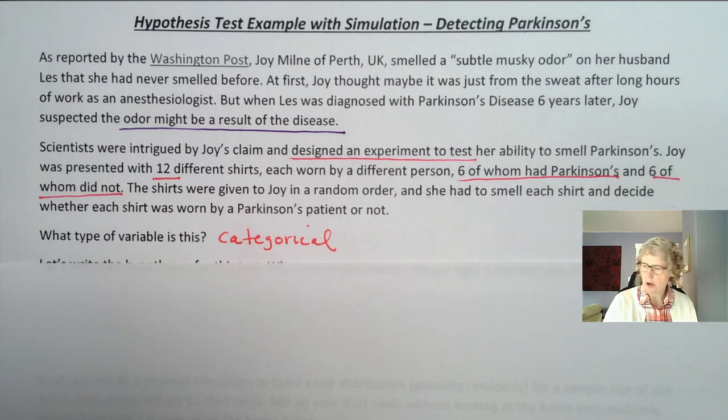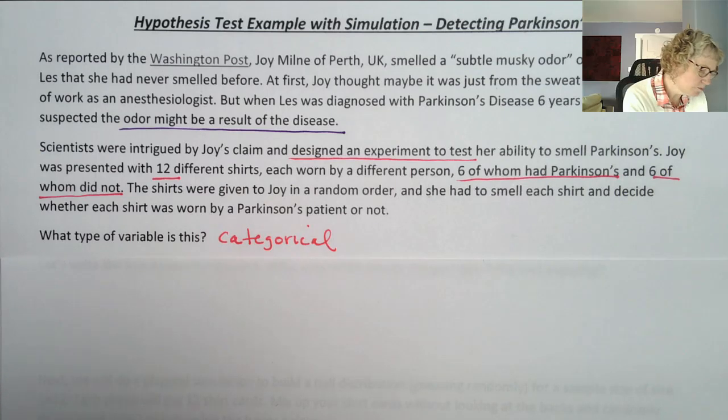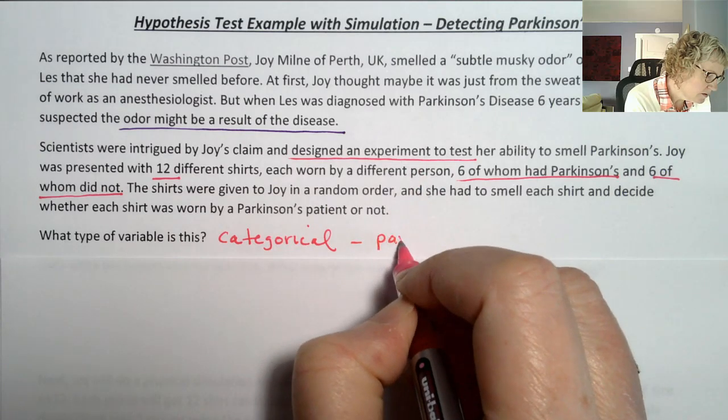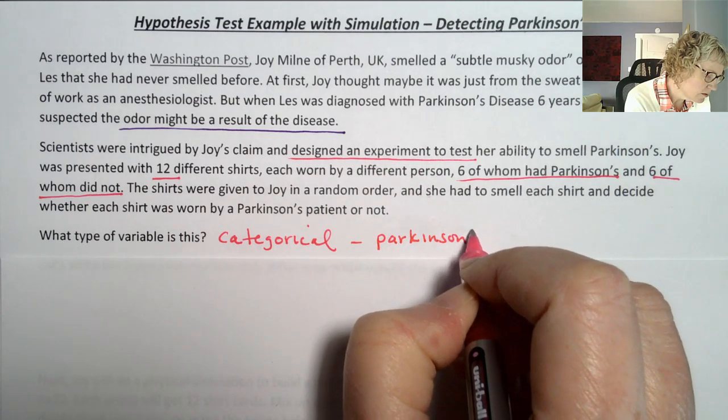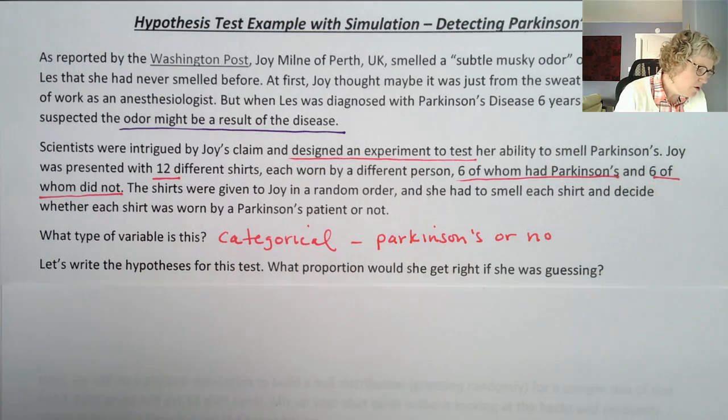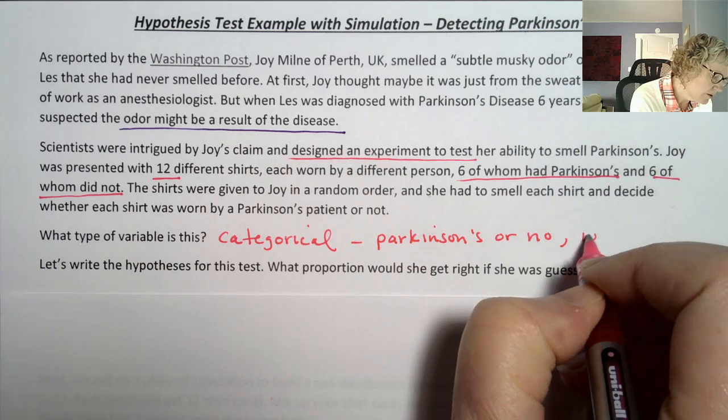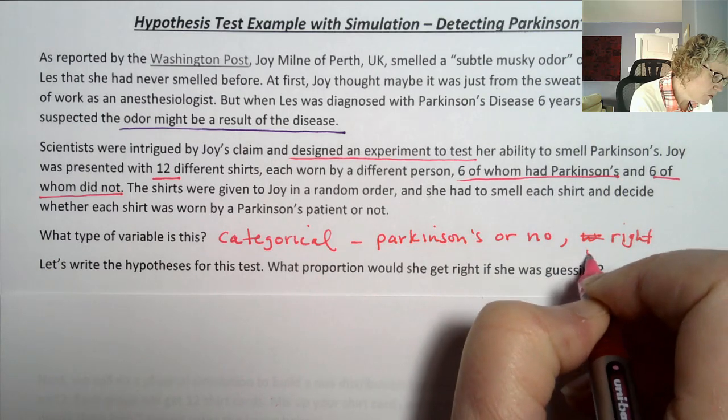It's a yes or no: does the person have Parkinson's or not? But you also might be thinking, well, did she get it right or wrong? So there's kind of 2 different things going on here. They would record Parkinson's or no, and then also, did she get the answer right or wrong?